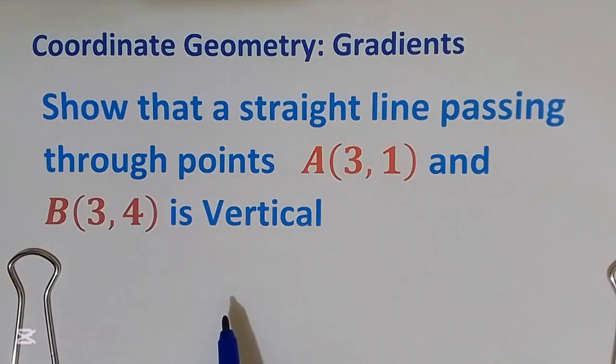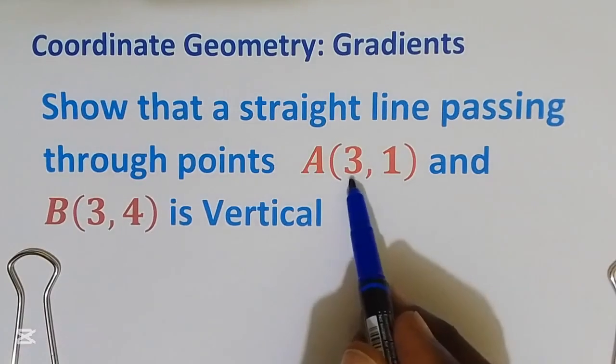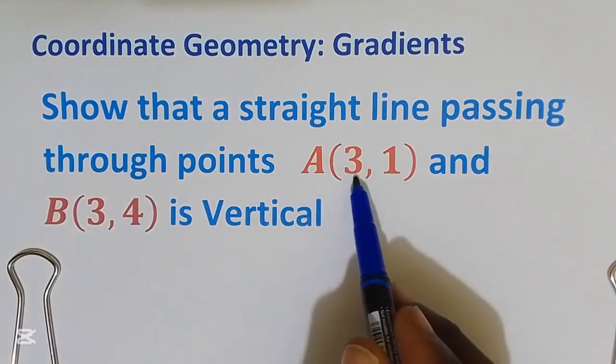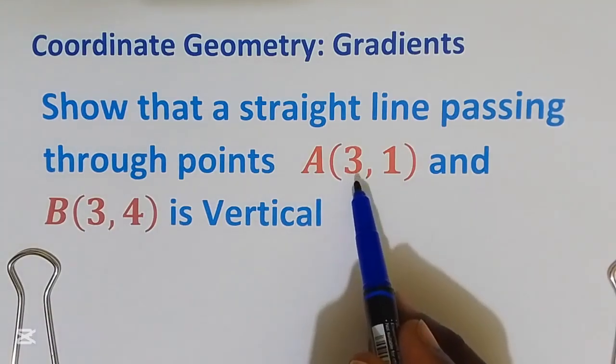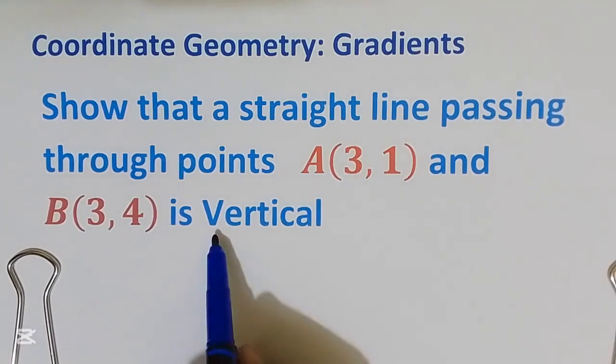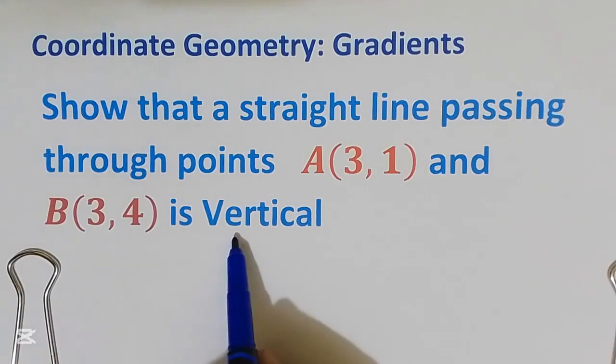A vertical line always has the same x coordinate. As you can see in our question, we have 3 as the x coordinate, and also another 3 as the x coordinate. This will give us an undefined slope, which proves that the line is vertical.